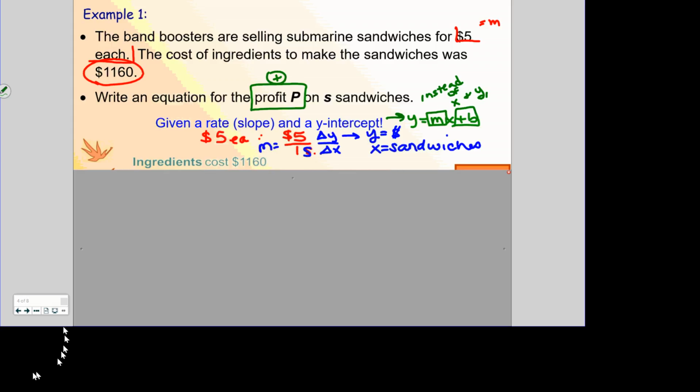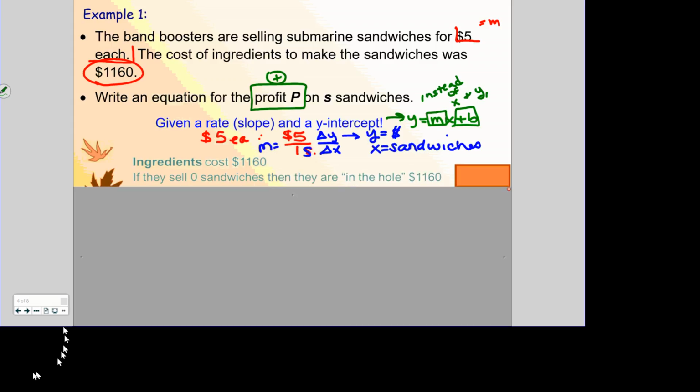So if the ingredients cost us $1,160, that's not helping us make money. That's the band boosters having to spend money just to get all of the ingredients for these sandwiches. So that would represent a negative amount.